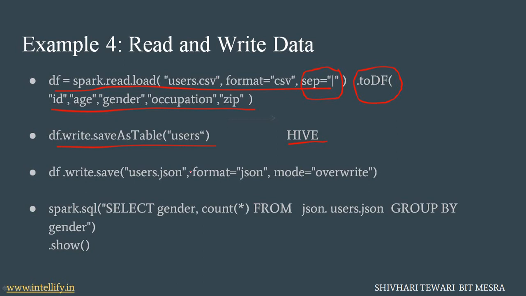As we all know, Hive is like a beehive, where too many bees are living in a single place. So Hive is basically a place where too many values of the data set of the database are stored in a single place. So all these values, df.write.save as table, where the table name is users, are saved in Hive.